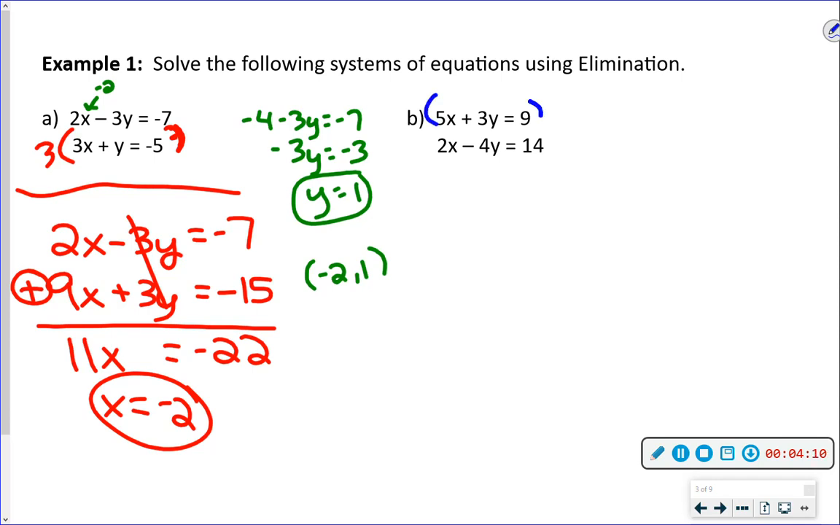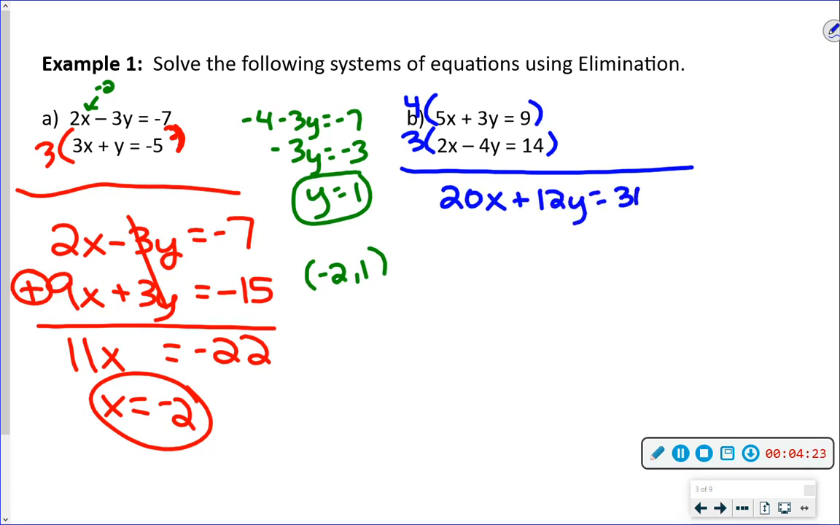So I'm going to times this one by 4, so I get a 12y, and this one by 3, so I get a negative 12y. Let's multiply. 4 times 5, 4 times 3, 4 times 9. 3 times 2, 3 times negative 4. And what's 3 times 14? It's 42. Perfect. Okay, remember we add them.